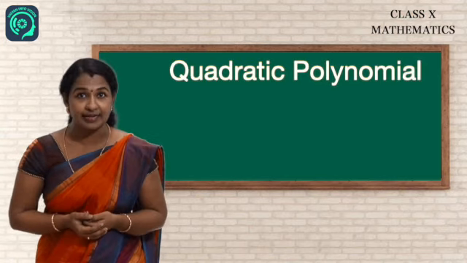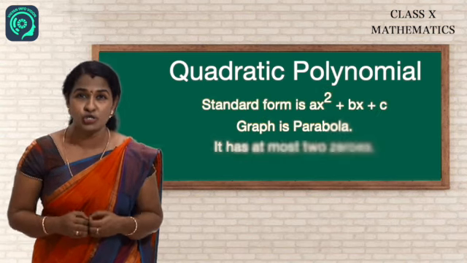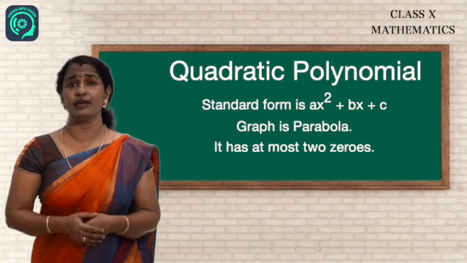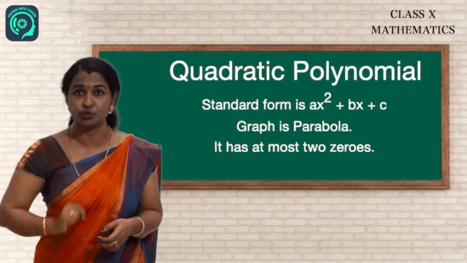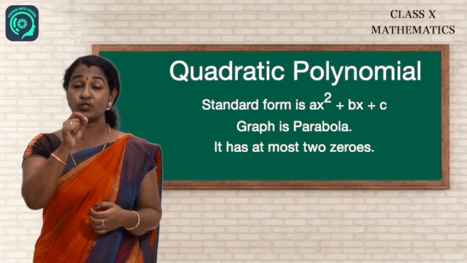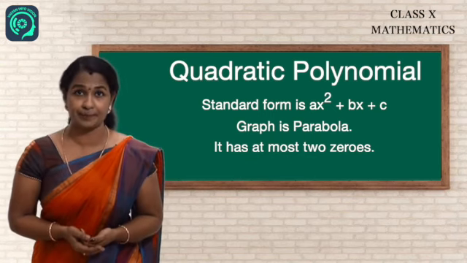Coming to the quadratic polynomial. Children, quadratic polynomial's graph is a U-shaped graph. The standard form of a quadratic polynomial, you have already learnt, ax square plus bx plus c, because the degree is 2 and it is in the descending order of the powers of the variable, ax square plus bx plus c. So that is the standard form of a quadratic polynomial.